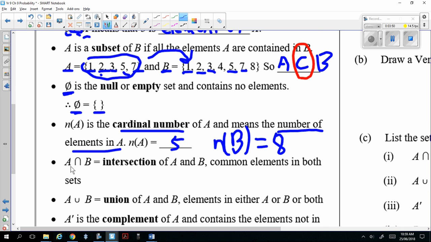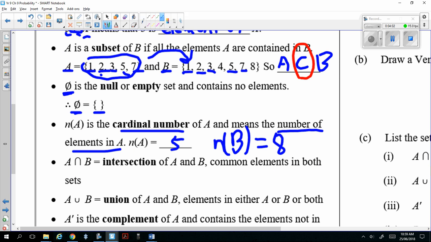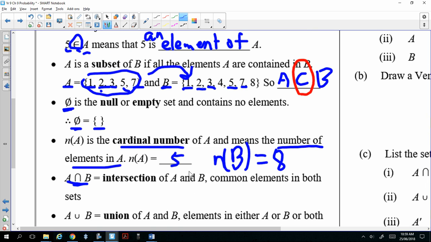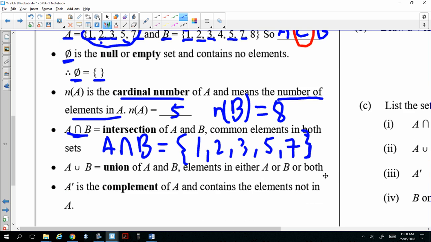Is it this one you look at? This means the intersection. Okay, that's the intersection. Intersection of A and B is the common elements in both sets. So for example, if you do A intersection B, what's common to A and B? Obviously the 1, 2, 3, 5, 7. So the common elements of A and B are 1, 2, 3, 5, 7.